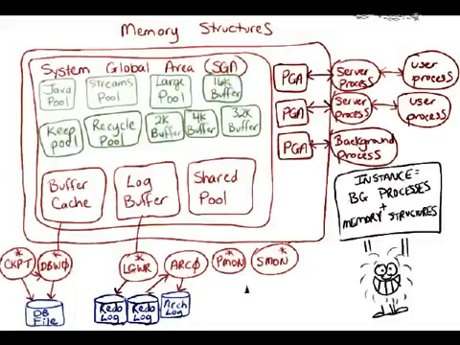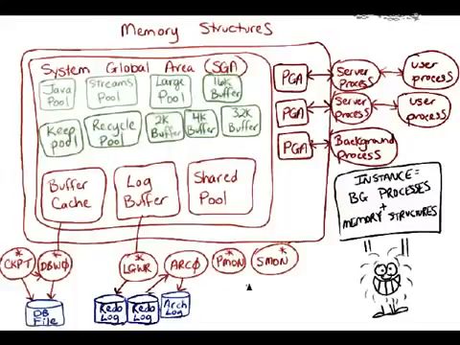Then we have PMON, or the process monitor. This is used for any of the user processes. If anything goes wrong, for example, if a session gets killed or it fails for some reason, then this PMON is going to come along and clean up any resources, clean up the cache. PMON is also going to start any server processes if they've failed.